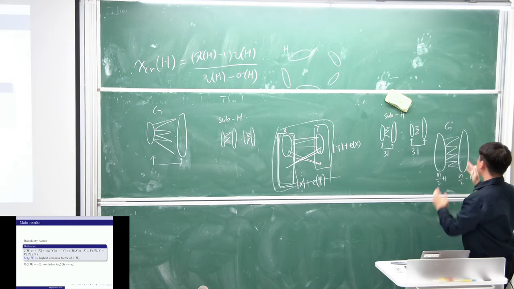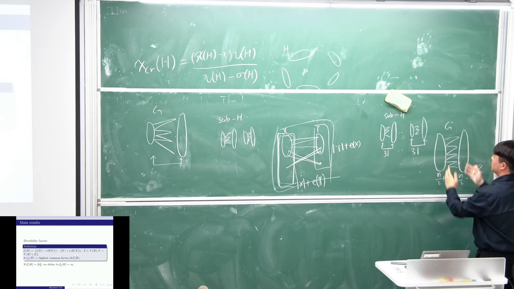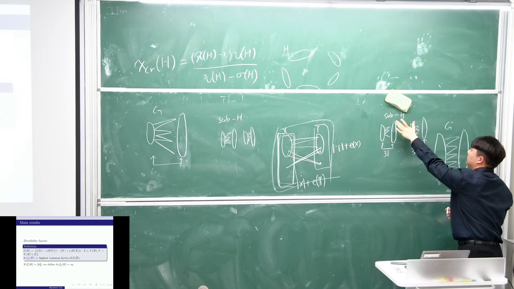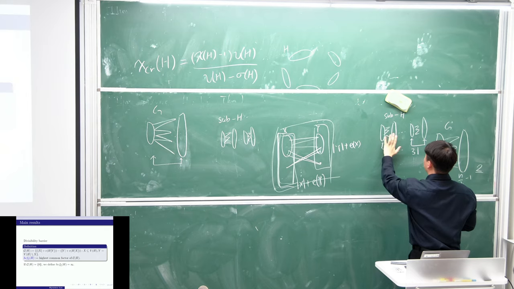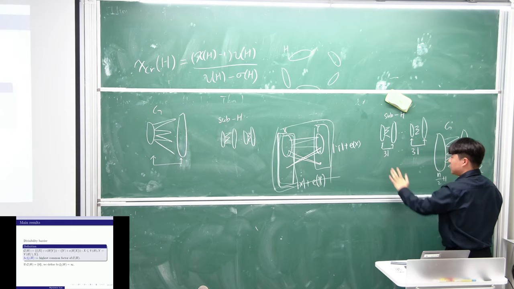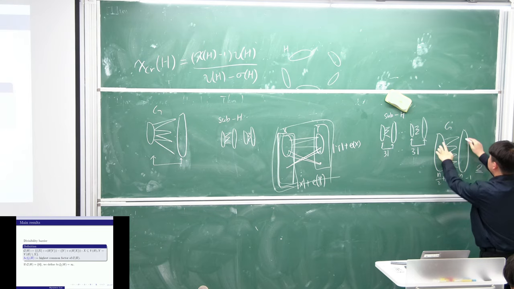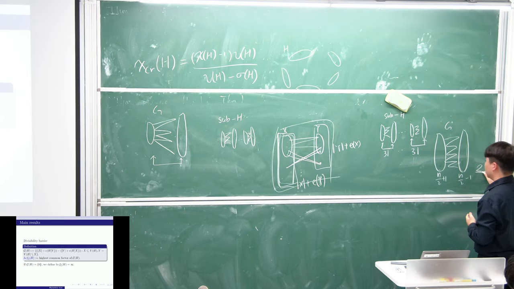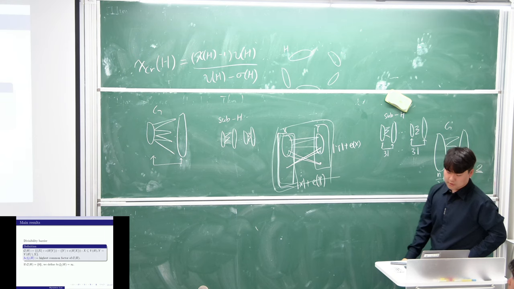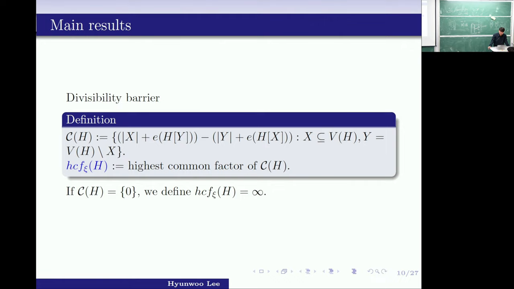Since the host graph is a bipartite graph, if there exists a perfect H-subdivision tiling, then each component should be bipartite. But for every bipartite subdivision of H, the difference between their bipartition sets is divisible by 3. So in here, if there exists a perfect subdivision tiling, then the difference between this part and this part should be divisible by 3. But 2 cannot be divisible by 3. So this poses a divisibility failure. Here, this psi_H is the highest common factor of C_H, and C_H is nothing but a collection of the differences between these parts. So this represents the divisibility failure.